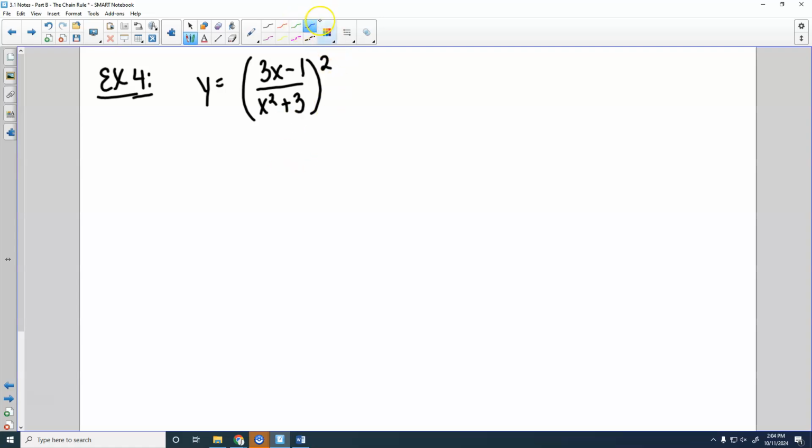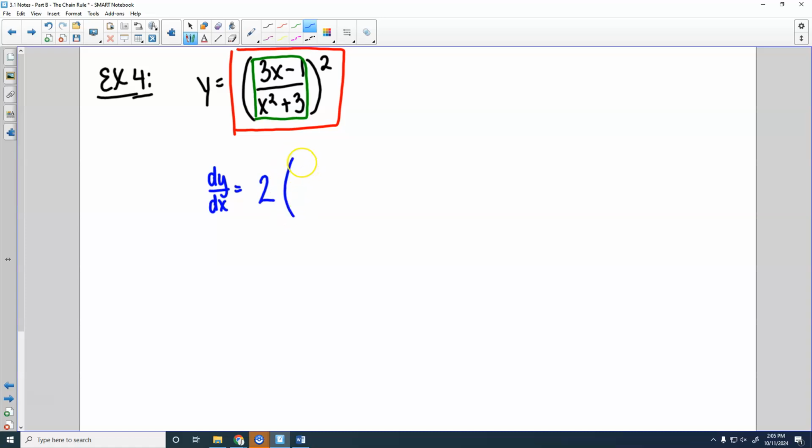So if we do this as a chain rule from the beginning, all of this stuff right here is our inside stuff, and the 2nd power is our outside stuff. So if we take our derivative, we'll begin by just taking the derivative of that stuff to the 2nd power. So that will be 2, leave the stuff on the inside the same, to the 1st power.